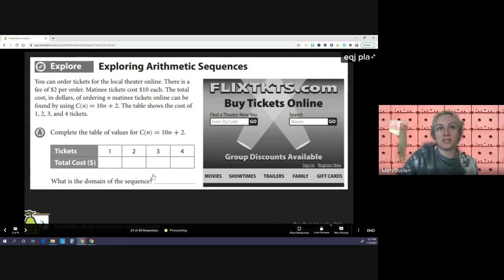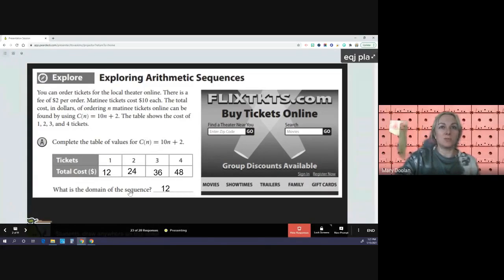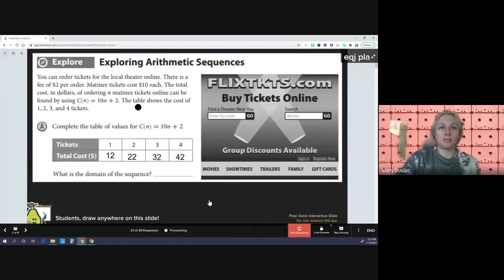I'm going to show some responses here. All right, this first person, they have the 12 here. Good job. The rest of this is a little bit off. Let's see. 12, 22, 32, 42. Good job. That is definitely the total cost. That's how your table should look.